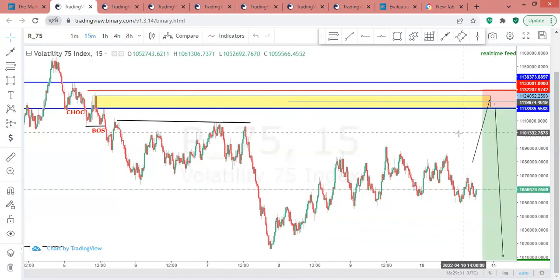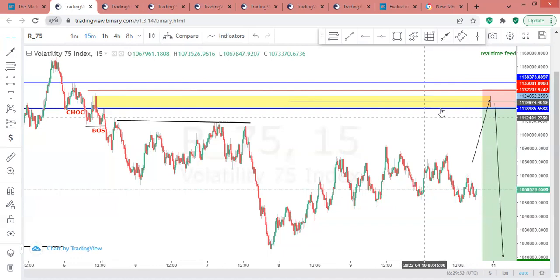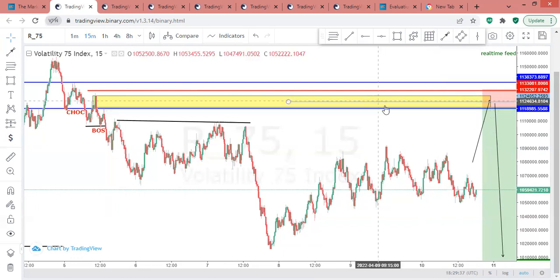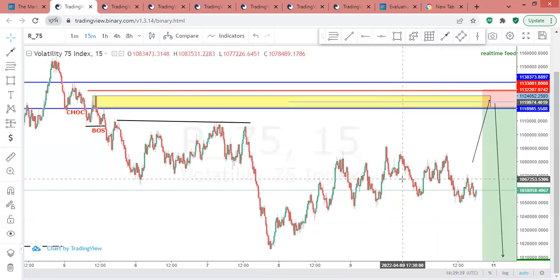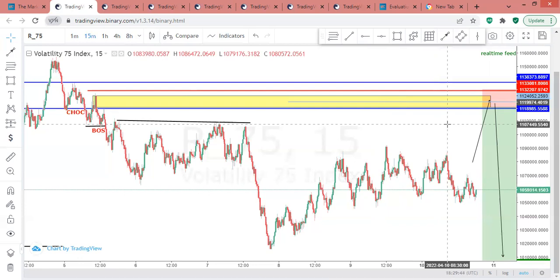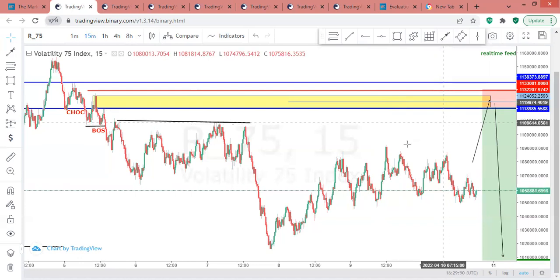And I have two entries here. This first blue line is going to be my first entry, then the one in the middle, which is the 50% of my supply zone. If you're a smart money trader, you understand why I'm looking at 50% of this zone.